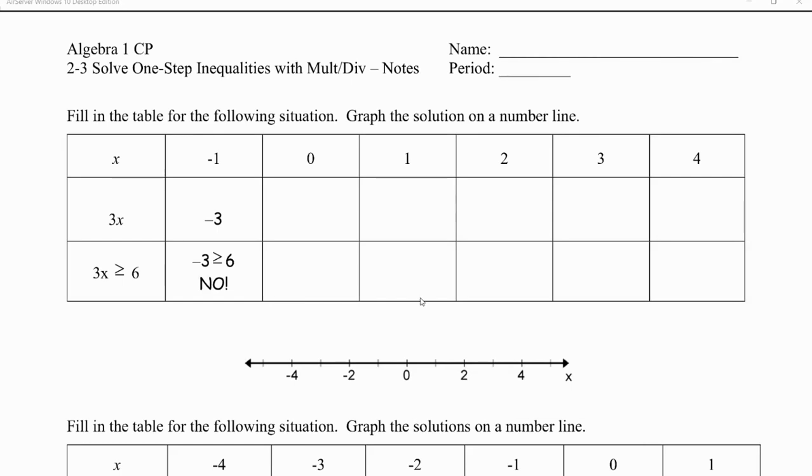All right, so let's go through the notes on solving one-step inequalities with multiplication and division. Let's first go through this table to see if we can determine if these values for x are possible solutions to the given inequality.